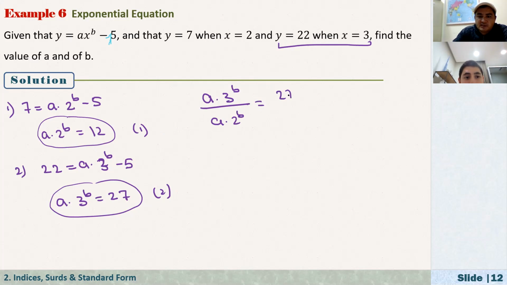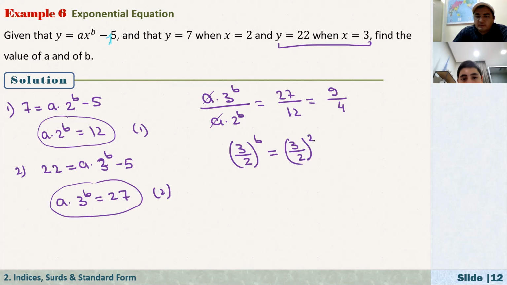So here we have 27 over 12, right? The a's cancel each other, and b is a common exponent. So I can write it as 3 over 2 to the power of b. If you simplify 27 over 12 by 3, it is 9 over 4. So we can write it as 3 over 2 squared. So b equals 2, right?